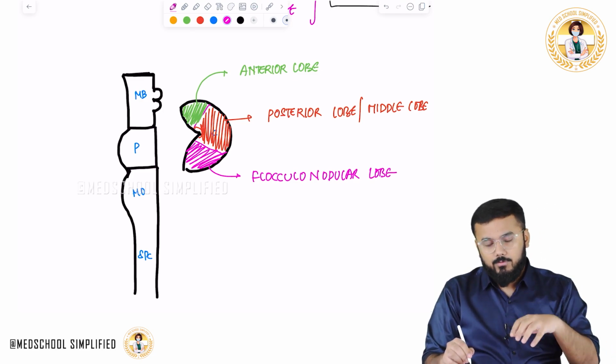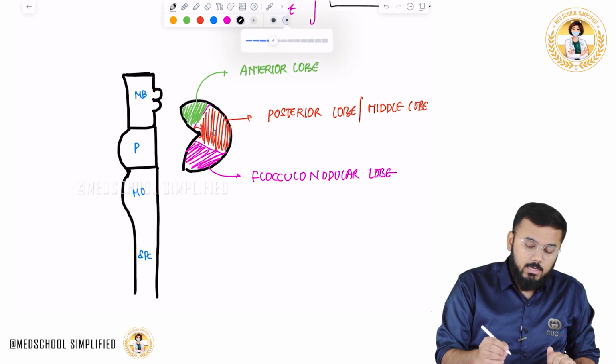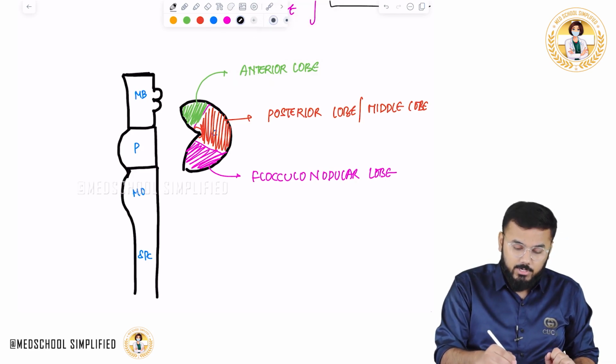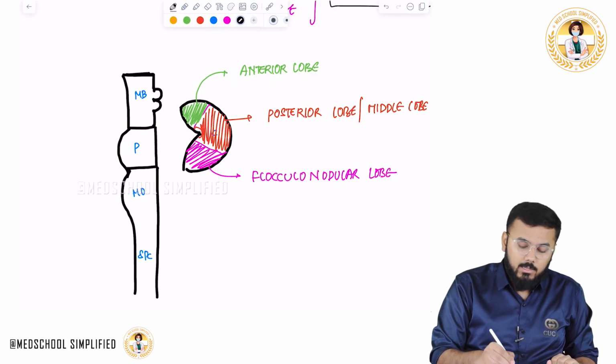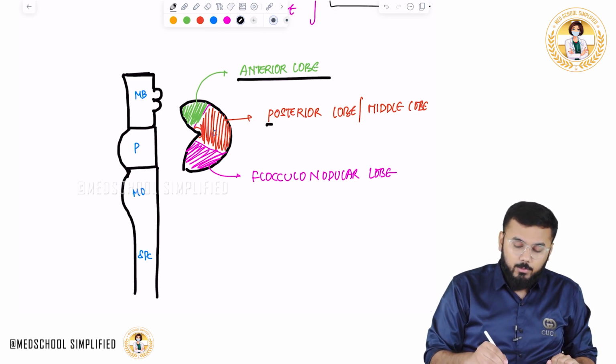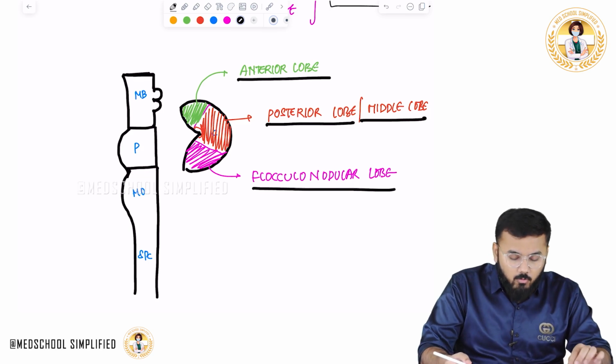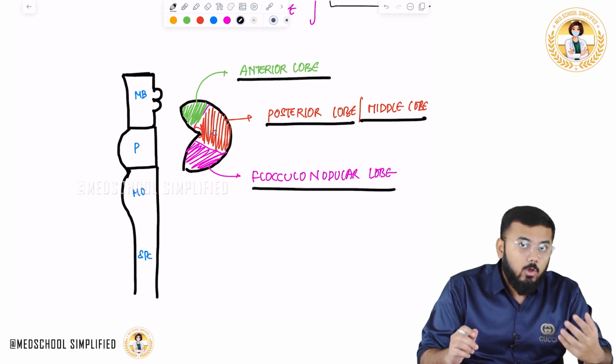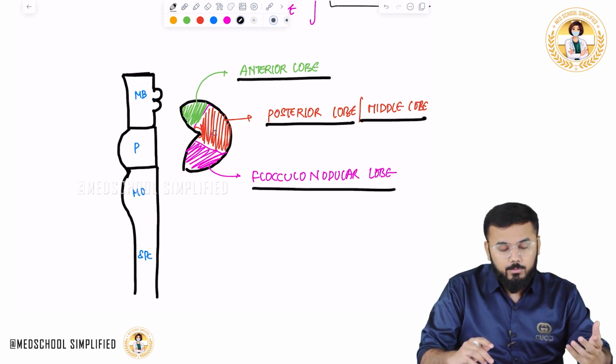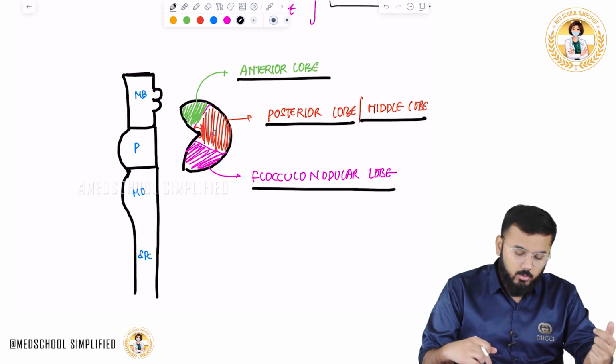So I think this is the part which we discussed in the previous class. This is the picture which I am drawing for the first time, but the topic of anatomical classification of lobes we discussed in the previous class: the anterior lobe, posterior or middle lobe, and the flocculonodular lobe. Now what we shall do is look into how these lobes are differentiated embryologically.